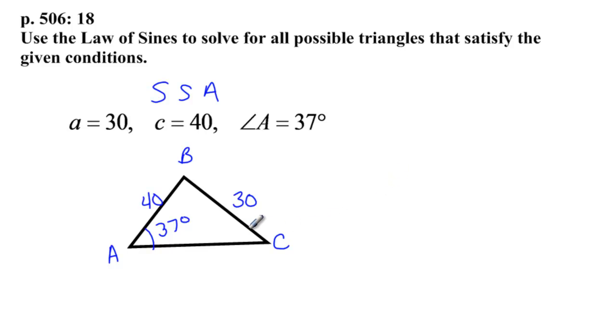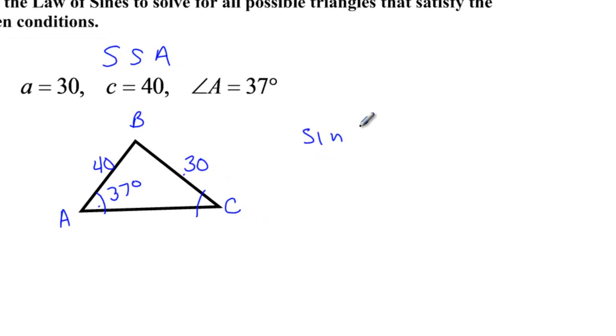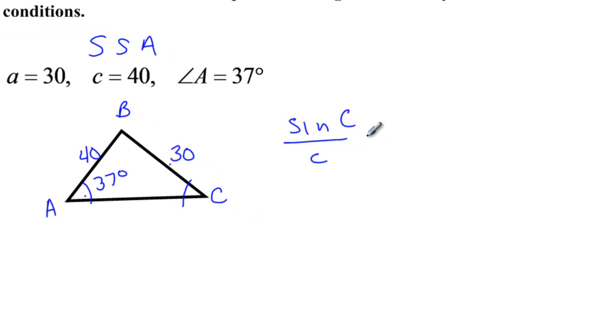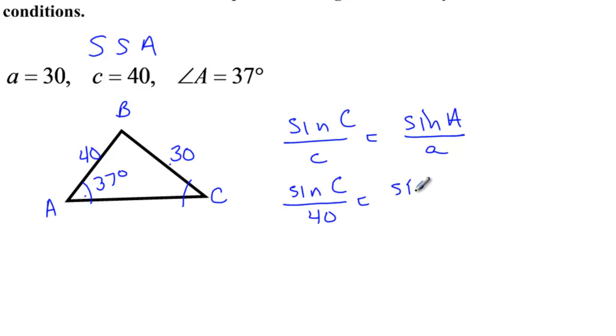And the first thing that we're going to do is try and find angle C, because I know side a and angle A, and side c, I want to find angle C. So I'm going to say sine of C over little c equals sine of A over little a. Fill in what I know. So sine of C over 40 equals sine of 37 over 30.